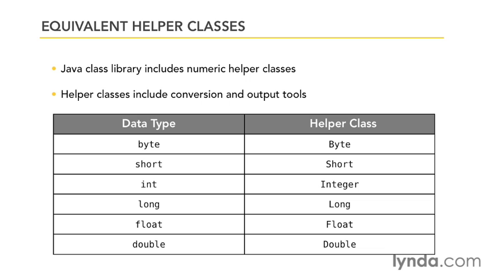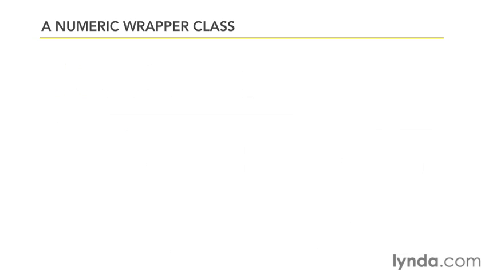Byte is Byte, short is Short, and so on, and the only difference is the initial character. The primitive data type is all lowercase. The class name has an initial uppercase character. The only difference is in the integer, where the primitive data type is int, and the name of the helper class is Integer with an uppercase I. The helper classes have all sorts of great tools in them, and they're always available to your Java code.